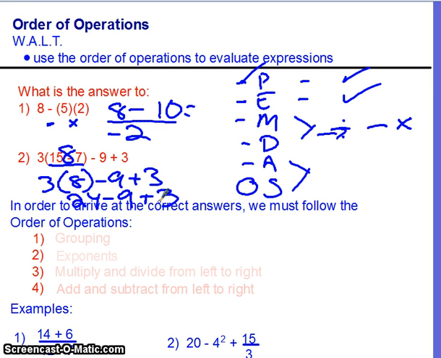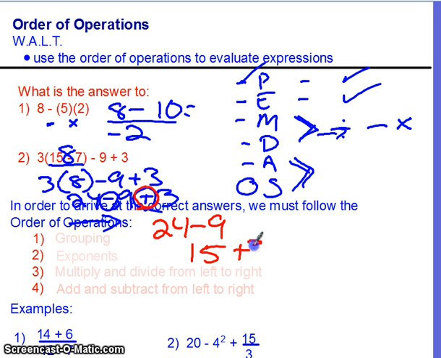And now this is what I was talking about over here. These are equal operations. So now, because all we have left is a subtraction sign here and an addition sign there, we do the operations left to right. So it's going to be 24 minus 9 first, and that's going to be 15. And then we're going to have 15 plus 3. So the answer to this equation is going to be 18.